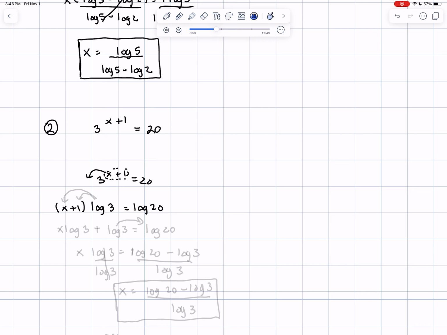Then what was the next step? We want to distribute. So x log of 3. And I'm not going to put the 1 this time. We have a plus, so it'll be plus log of 3 and log of 20. Okay, so we only have one x, so I want to move this guy to the other side to get the x by itself. And since it was positive on the left-hand side, it needs to be negative on the other side.